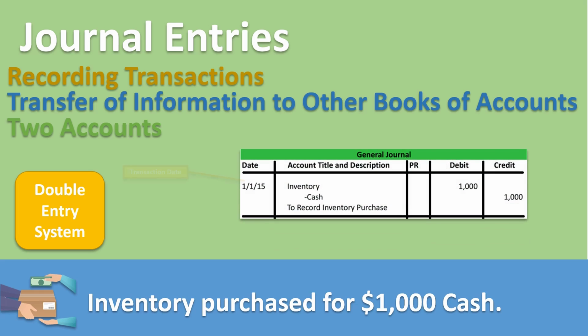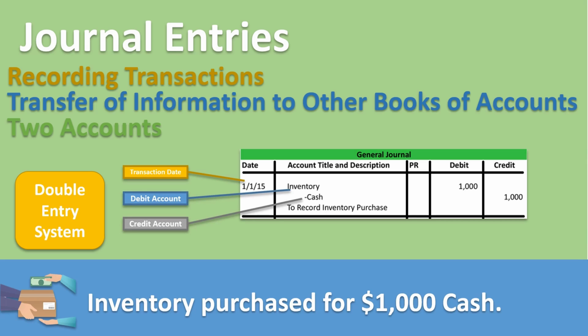Notice that the transaction has a particular date that is written in the date column. Also notice that the entry mentions a debit and a credit account involved in the transaction, that are inventory and cash. Next is the description, that mentions the reason for recording this transaction. Finally, see these two columns. A journal entry is always in balance, meaning debits are equal to credits.